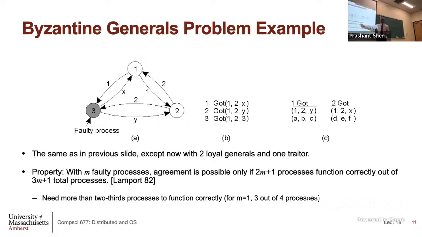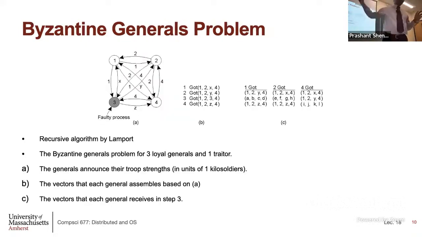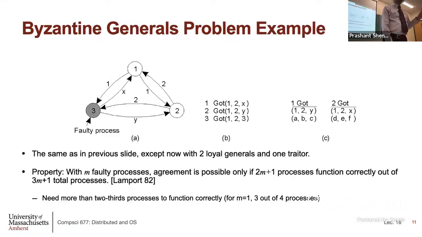But the property here that you want to keep in mind is if there are M faulty processes, agreement is possible only if there's a greater than two-thirds majority. So you want 2M plus 1 processes to be working correctly out of 3M plus 1. The other way to say this is, if you want to tolerate M Byzantine faults, you need 3M plus 1 replicas. When M is 1, you need 4 replicas, which is what we had in the previous case. So of those 4, there's 1 faulty and 3 correct. If M is 2, you will need 7 replicas to solve the same problem, because you have to now isolate 2 faulty processes out of 7.